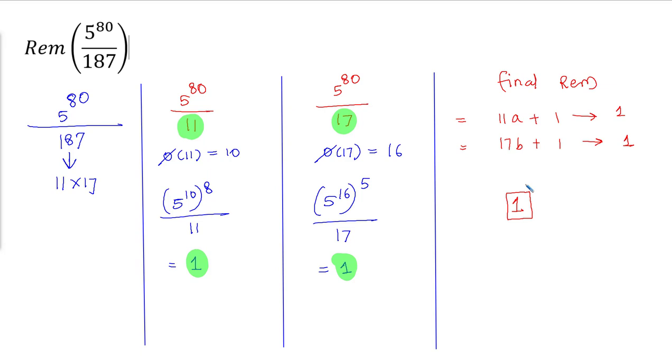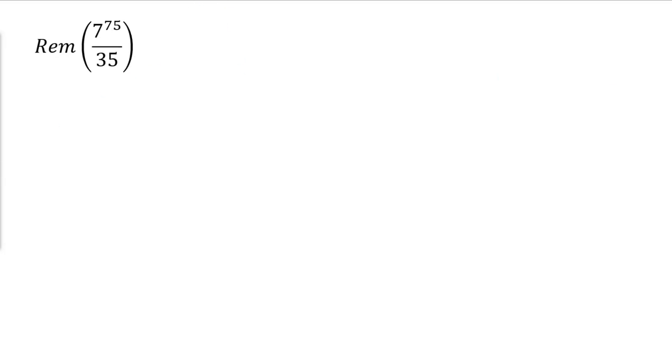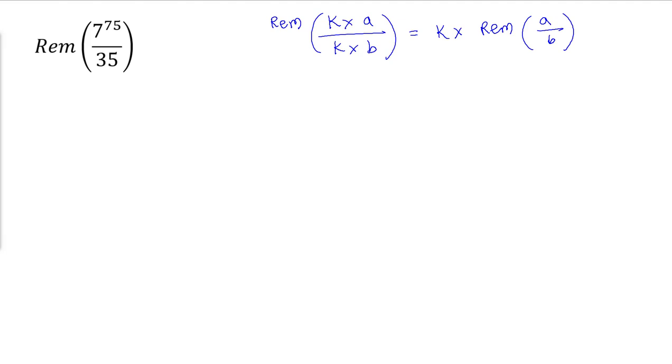Now let's have a look at a few other types of questions in which something is common between numerator and denominator. I think you must have remembered the property. The third property that we saw is what? Tell me. The remainder of k into a divided by k into b is equal to what? Is equal to k into the remainder of a divided by b. Okay everyone, so when to use this property? When there is something common between numerator and denominator.